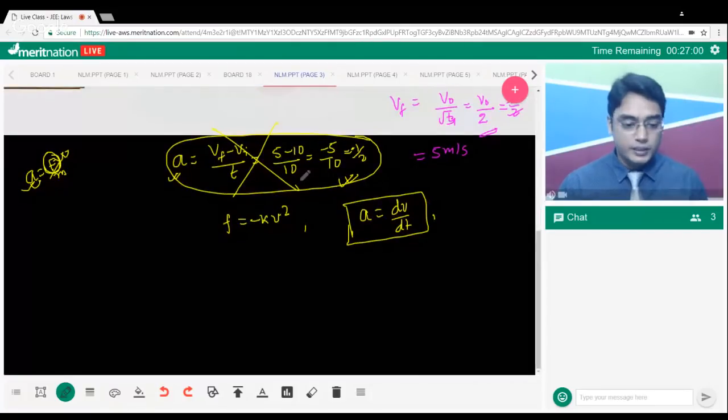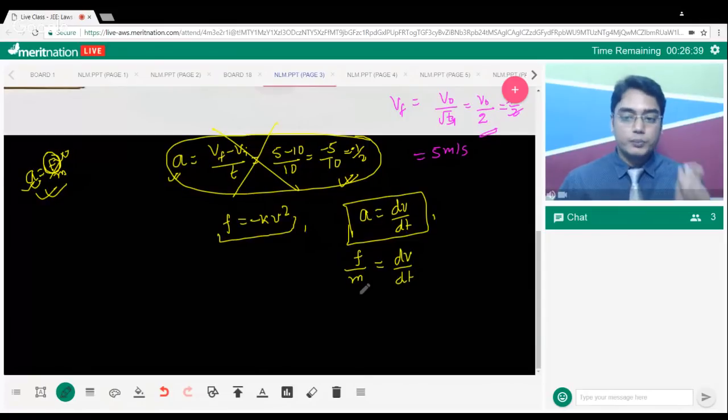A is dv by dt. So okay, how to obtain A, guys? We have a formula. Acceleration is F by m, right? And F is given as minus kv square. So we'll write this as friction upon mass, that is minus. So I'm writing the first formula part. Friction force upon mass is equal to dv by dt. Next we'll put the value of A.